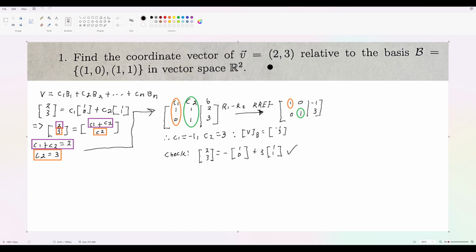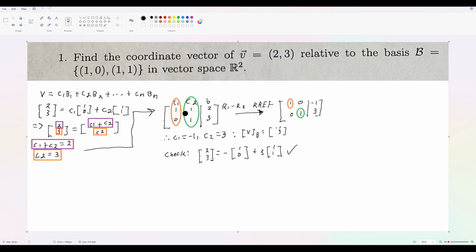So in this case, we can take our vector and set it equal to some scalar of the first one plus some scalar of the second one, and then combine those on the right side to get multiple equations. So we get 2 equal to the first element, and 3 equal to the second one. Then we get c1 plus c2 equals 2, and c2 equals 3.